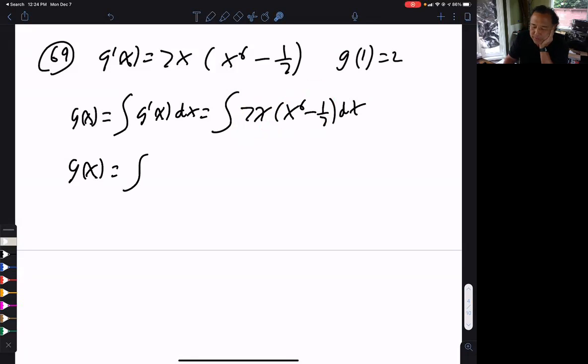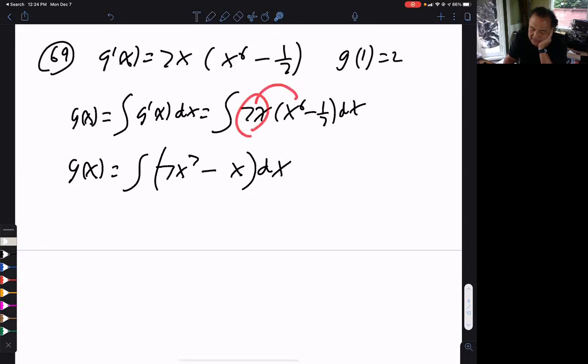So you do some algebra and just distribute that to rewrite it, and then it becomes pretty easy. So it's going to be 7x to the 7th minus x. All I did, this times this is 7x to the 7th. And this times this, the 7's cancel, leaving just an x.